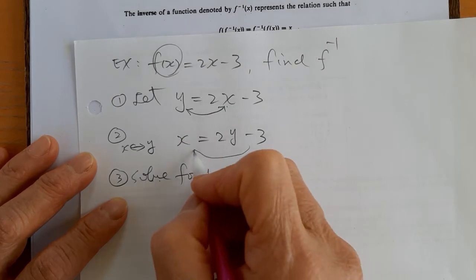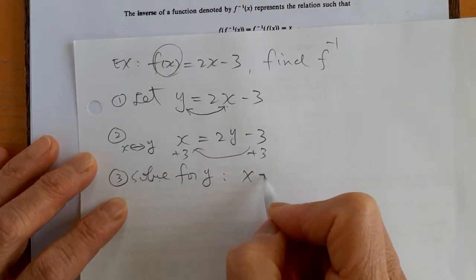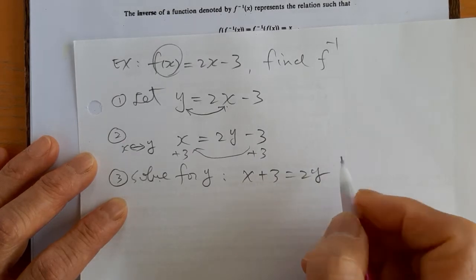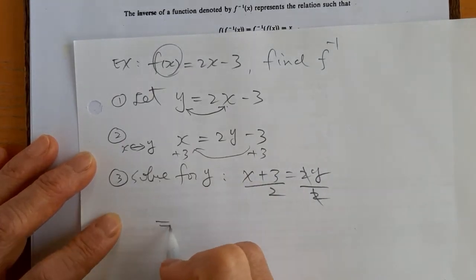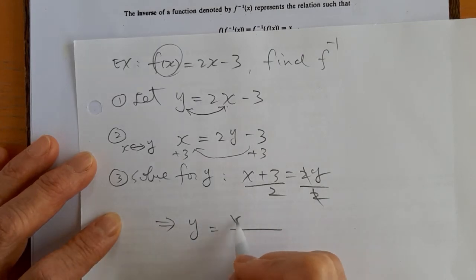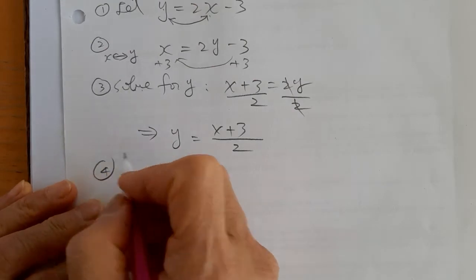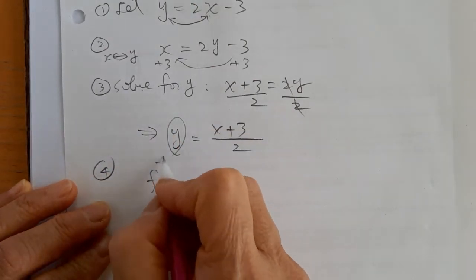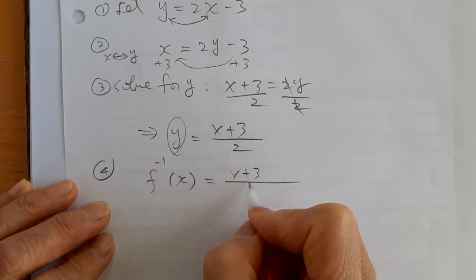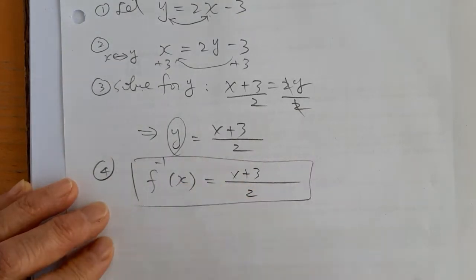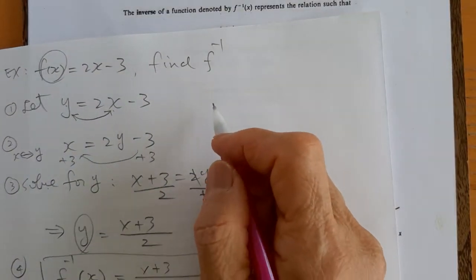To solve for y, you add 3 to both sides to isolate y. So you get x plus 3 equals 2y. Then you divide both sides by 2, the 2 cancels, and you get y equals (x plus 3) over 2. Then the fourth step, change this y to f inverse of x equals (x plus 3) over 2. That's the inverse function.